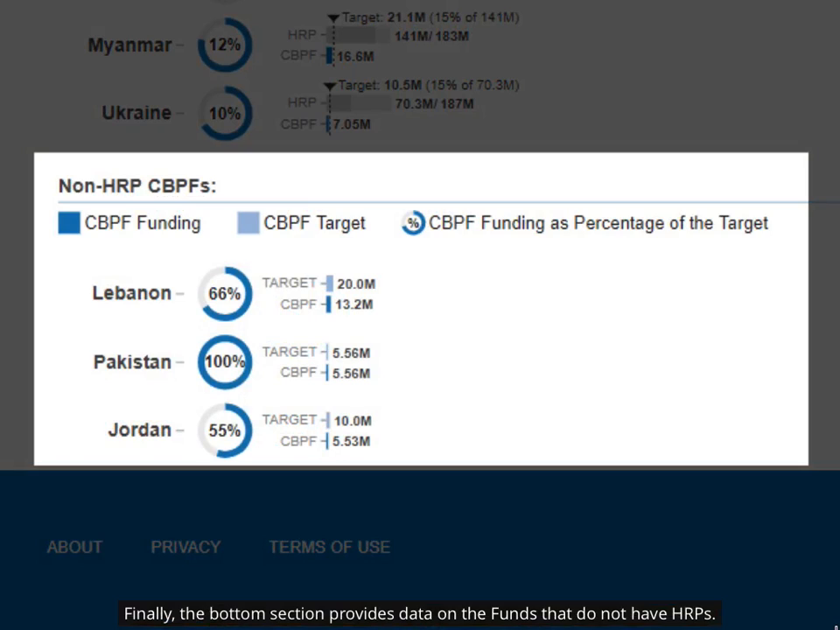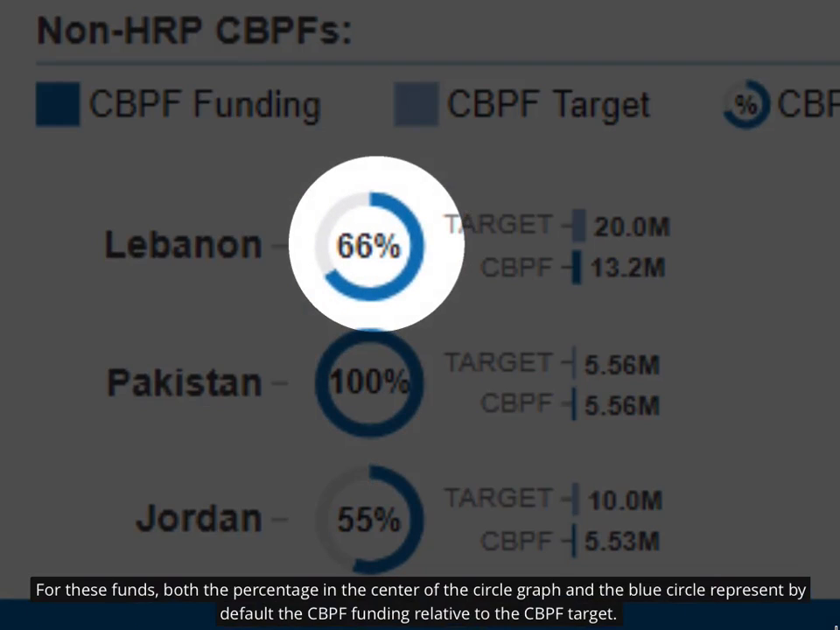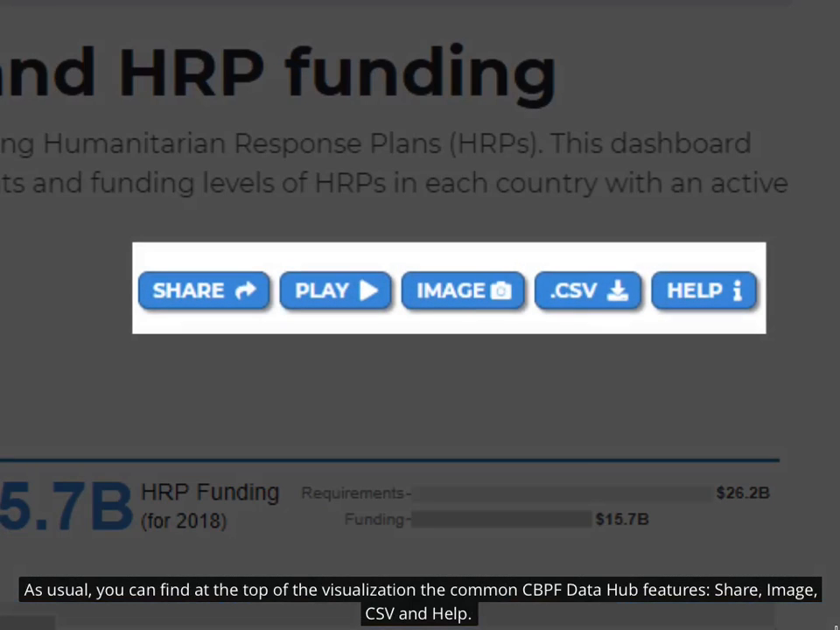Finally, the bottom section provides data on the funds that do not have HRPs. For these funds, both the percentage in the center of the circle graph and the blue circle represent by default the CBPF funding relative to the CBPF target. As usual, you can find at the top of the visualization the common CBPF Data Hub features: Share, Image, CSV and Help.